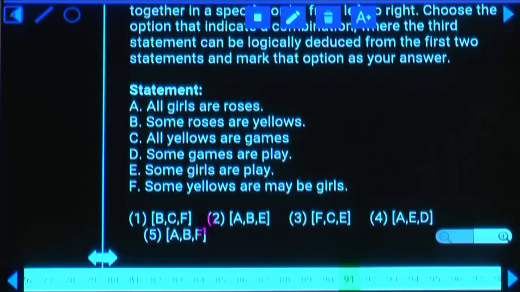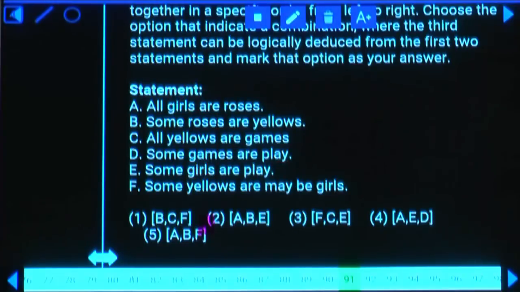Then choice 4, A, E and D. A and E, and D is what? A: all girls are roses. E: some girls are play. Girl is the middle term, distributed. And the conclusion is between play and rose, isn't it? Hence these two are cross and cross. Some roses are play is the answer. But as here, some games are play, game is nowhere repeated in these two statements, so it is straight away ruled out.